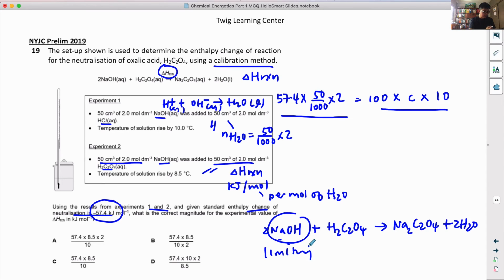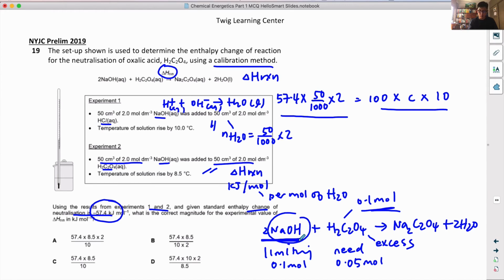50 divided by 1000, times 2. That actually gives me 0.1, so I have 0.1 mole of this. But you actually have also 0.1 mole of this. For 0.1 mole of this, you only need how much? 0.05 moles of this acid, but you have so much. Which means this one is actually in excess, and sodium hydroxide is limiting.